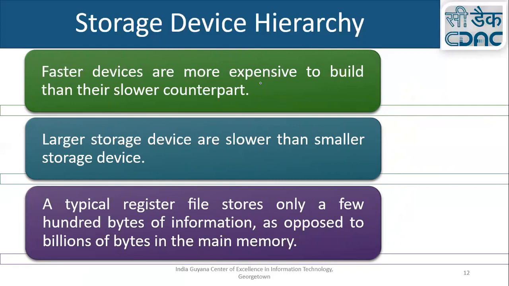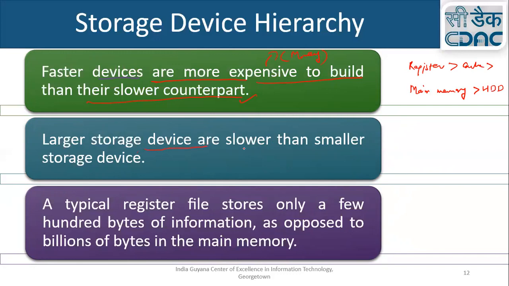Some more points. Faster devices are more expensive to build than their slower counterparts. It's like a register: the cost of building a register is higher in comparison to cache memory, which is higher in comparison to main memory, which is higher than the hard disk. And expensive here means in terms of money only. Price.